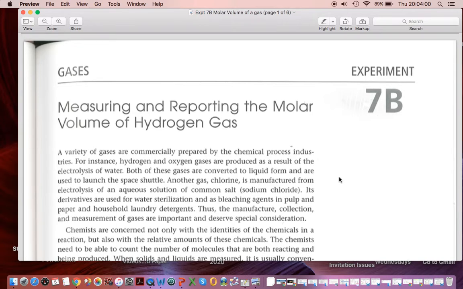Good day. This is a discussion about the lab that your in-class classmates did this Thursday. A very confusing lab, but what we're trying to do from this is we're using this for stoichiometry. So this is in your lab manual. You can see experiment 7b.